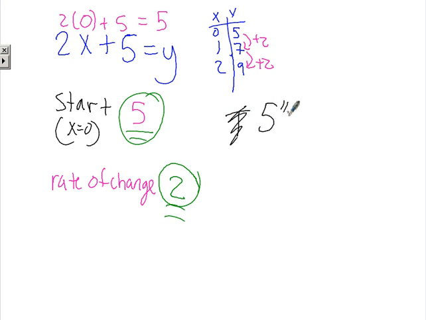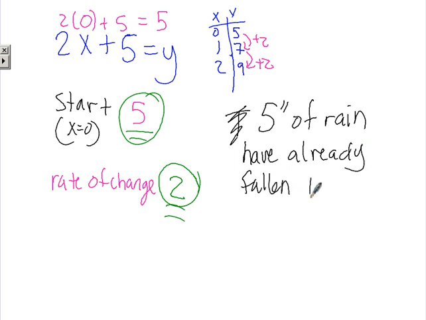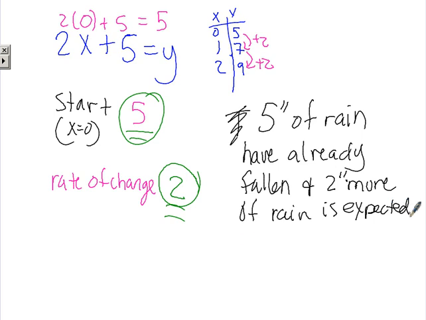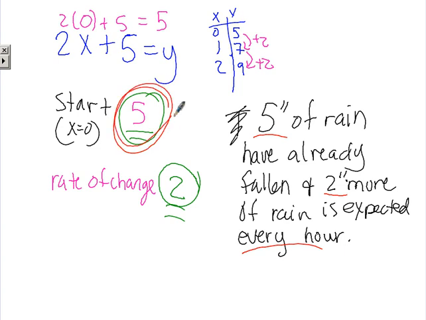So I could say, let's see, 5 inches of rain have already fallen, and 2 inches more of rain is expected every hour. Again, then you can see that you're starting at a value of 5 and you're going up by a value of 2 every hour. Or you could say, I have $5 in my checking account and I get $2 more every week for allowance. Just to give you a few examples of scenarios that you could write.